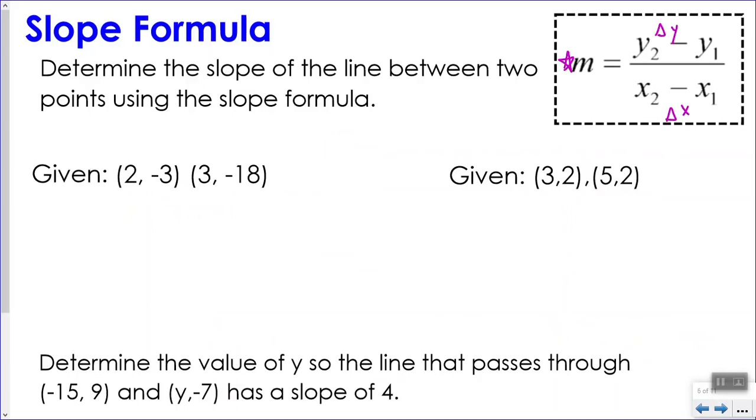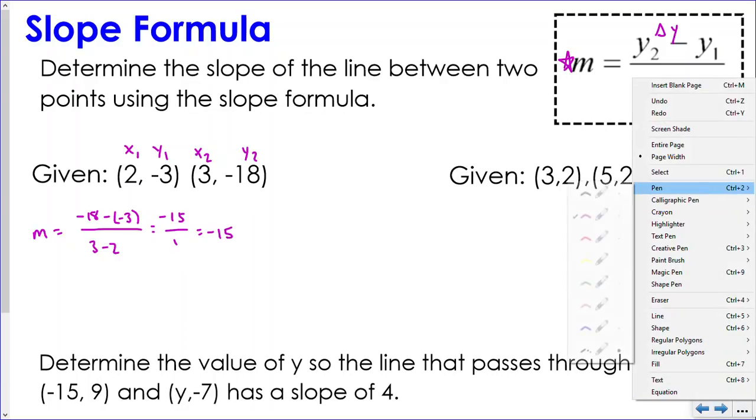It does not matter which point you designate as x1, y1, and which point is x2, y2, as long as you're consistent. So if we look at our first question, if this is going to be x1, this point has to be y1. And if this coordinate is x2, this one has to be y2. That order has to be consistent. So I just substitute everything into my formula. So we have -18 minus -3, and then 3 minus 2. So we have -15 over 1, which is just a slope of -15.